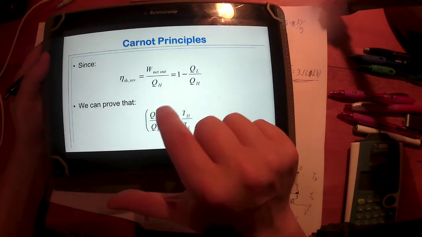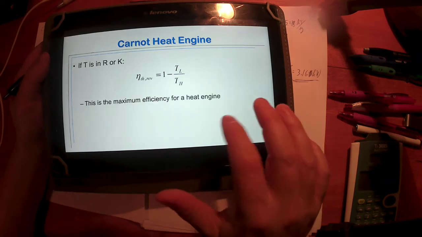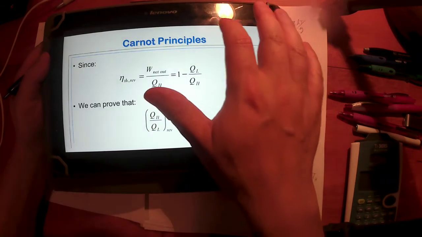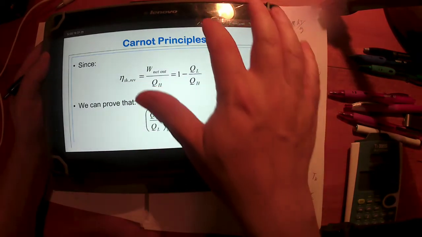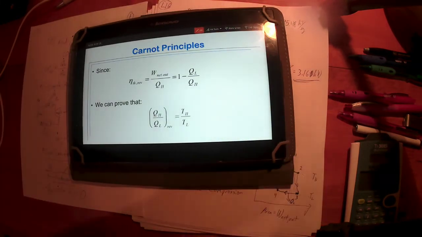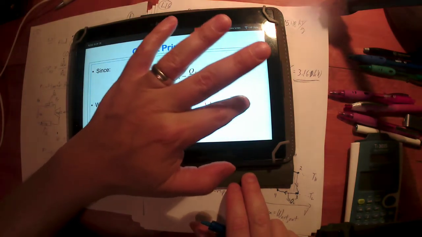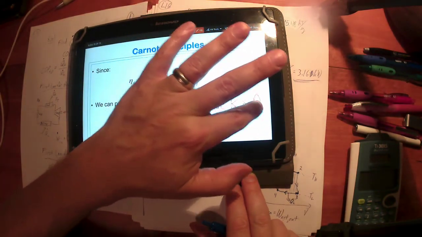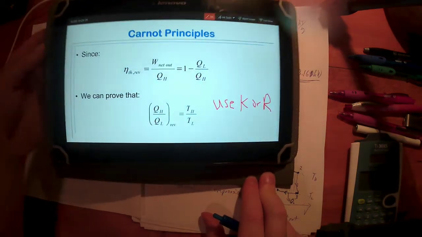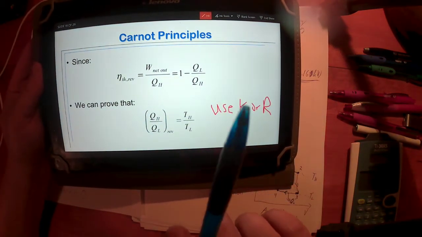So what does that mean? This ratio of heat transfers is equal to the ratio of temperatures, the high and low temperatures. Now you have to use kelvins or Rankines. You have to use absolute temperatures there. Okay, common mistake. You have to use absolute temperatures there.